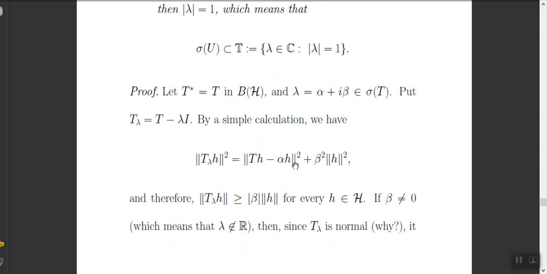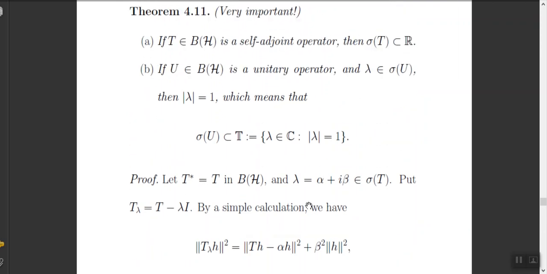From this we have that this is greater than this, right? If you take the square root, we get that the norm of T lambda h is greater than or equal to the absolute value of beta times the norm of h. Because this is the sum of these two terms, this one is definitely greater than this one, so if you take the square root on both sides, you get this.